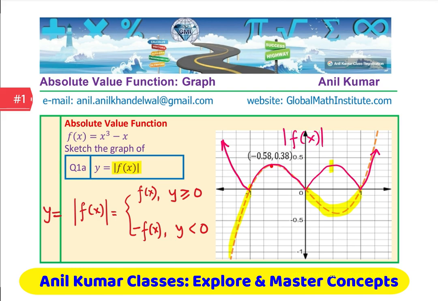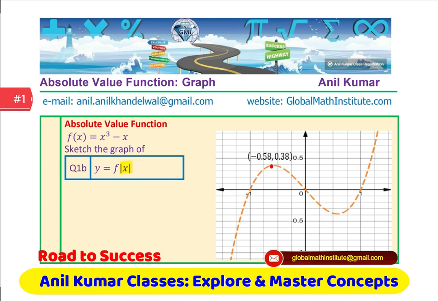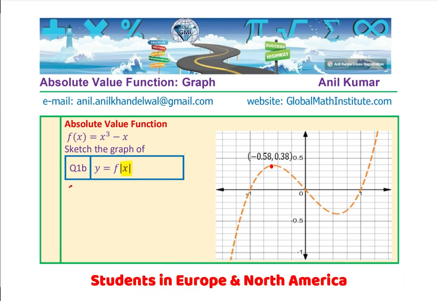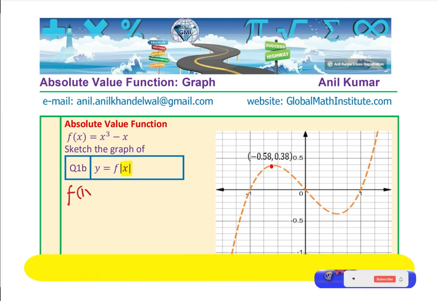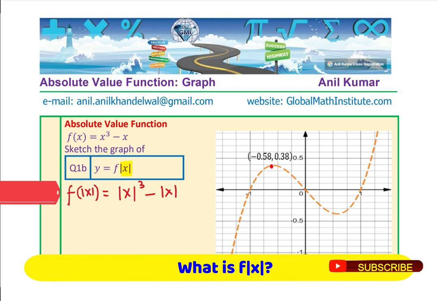Now let's look into the variation, which is, now we're talking about f of absolute value of x. Now this is a transformation where you could see inside the function it has been changed, right? So if I do that, then what happens to the function? Well, f of absolute value of x will be equal to what? It will be absolute value of x whole cube minus absolute value of x. You get the idea? That is how the function changes.